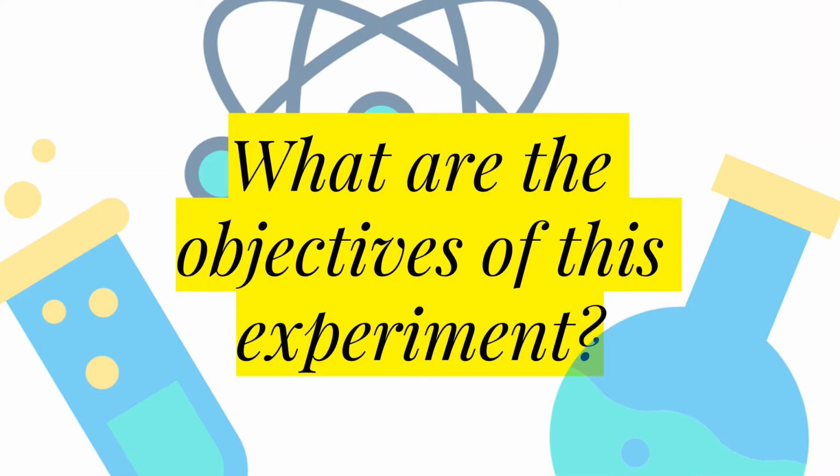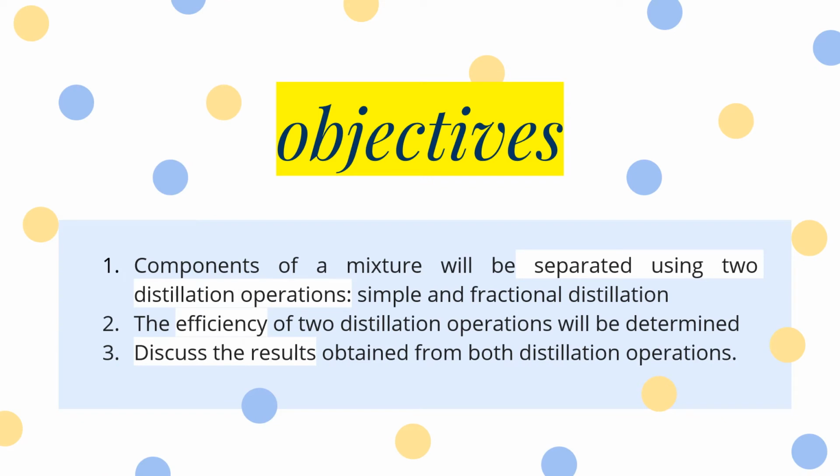What are the objectives of this experiment? The objectives of this experiment first include components of a mixture being separated using two distillation operations, simple and fractional distillation. After that, the efficiency of two distillation operations will be determined, and the results obtained from both distillation operations will be discussed and elaborated on.